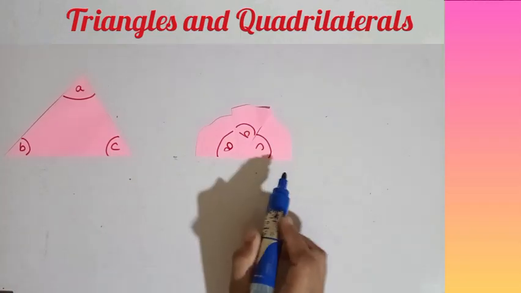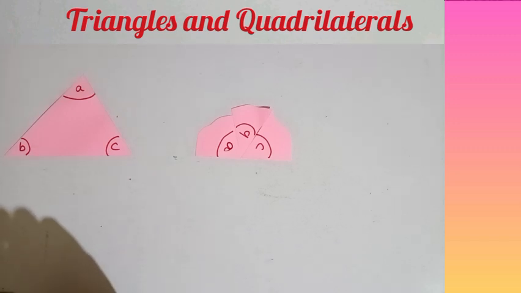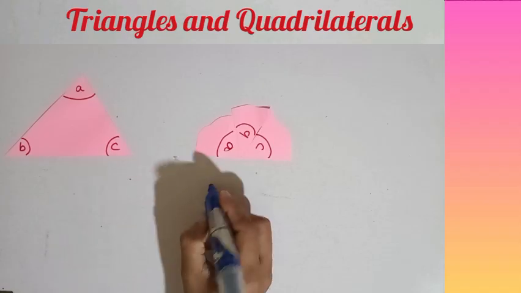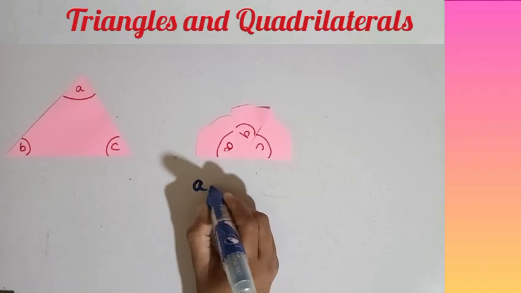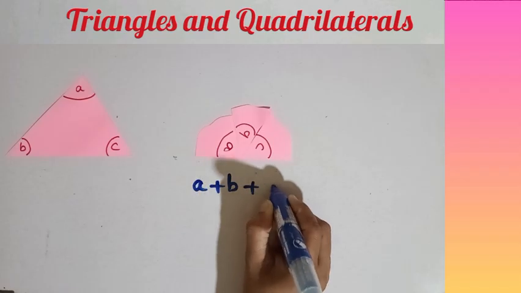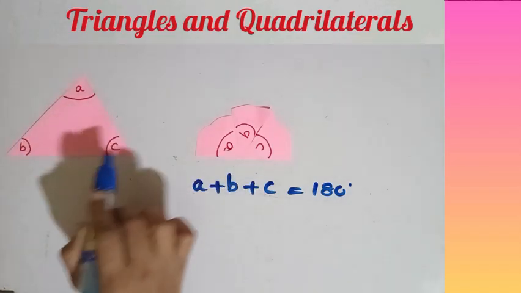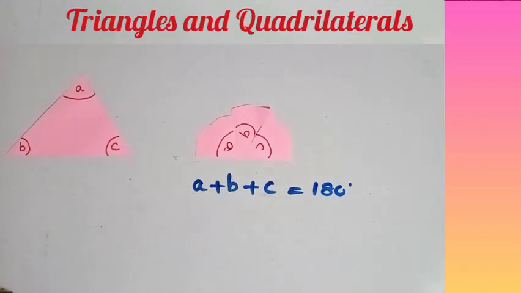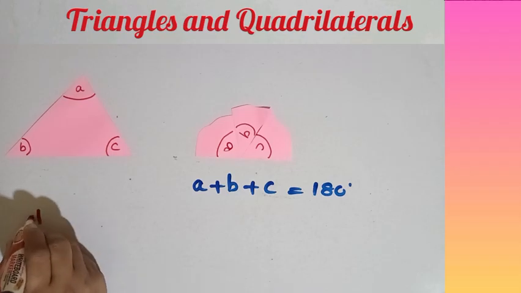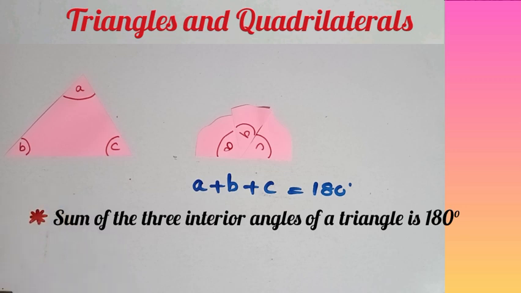Earlier you have learned that the sum of the angles located on one side of a straight line is equal to 180 degrees. So here also the sum of A, B and C, A plus B plus C is equal to 180 degrees. These three angles are interior angles of this triangle. So, we can take the conclusion the sum of the three interior angles of a triangle is equal to 180 degrees.